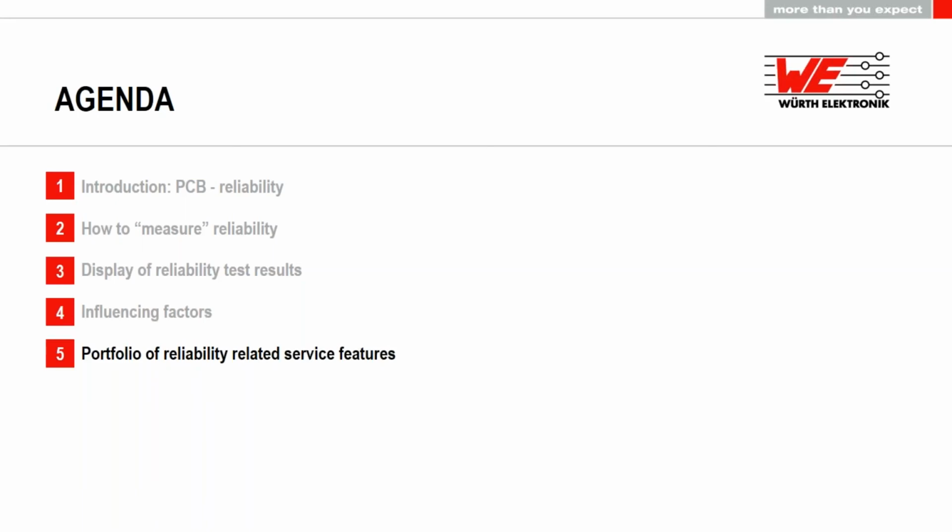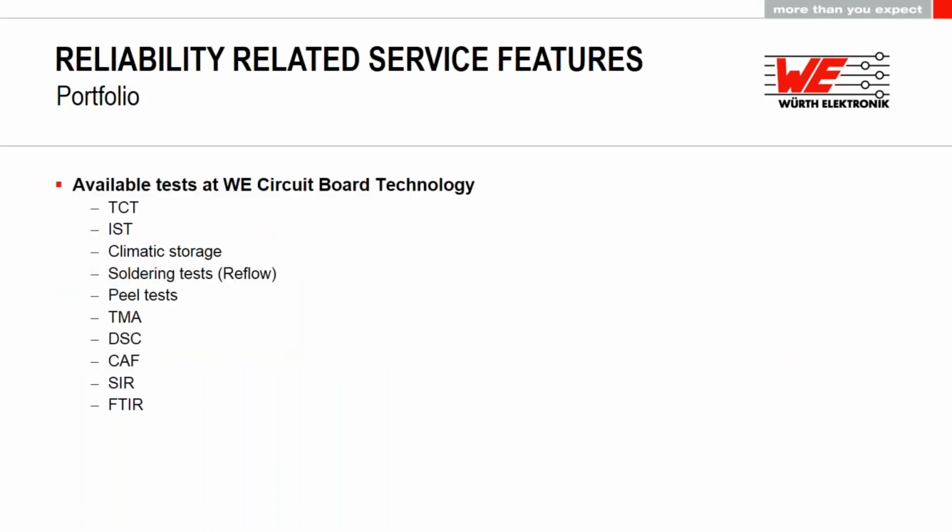Let's go to the last point, to give you a short overview about the reliability portfolio or test portfolio of Würth Elektronik. Besides the IST, we also have the good old standard temperature cycling test. We can also do climatic storages, we can perform soldering tests, peel tests, we can determine the thermal expansion factors or the thermal material properties by TMA and DSC testing. We can do CAF tests and so on and so on. The portfolio is big. Tell us what you need, tell us where you want to go, then we can tell you which tests are right for you, which we have to perform and how we have to perform it.